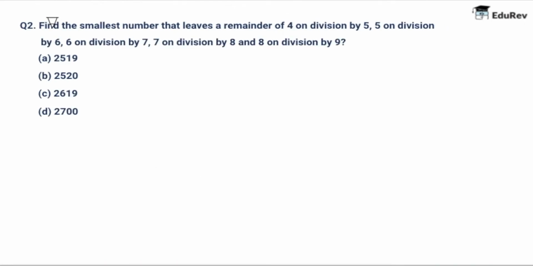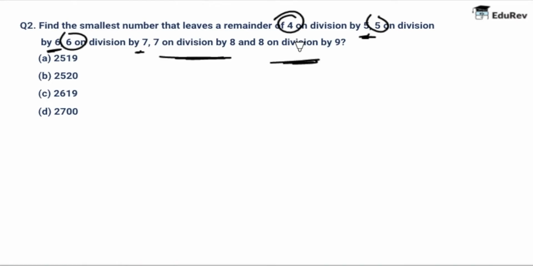The next question states: find the smallest number that leaves a remainder 4 on division by 5, 5 on division by 6, 6 on division by 7, 7 on division by 8, and further 8 on division by 9. So I need to find the smallest number that does this. Let's figure out what the number is.